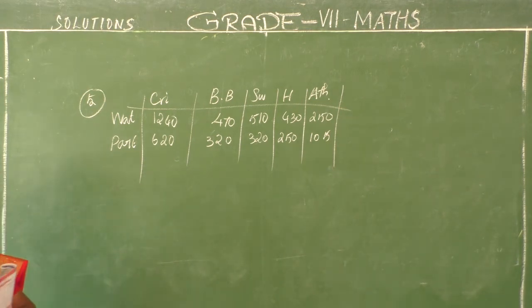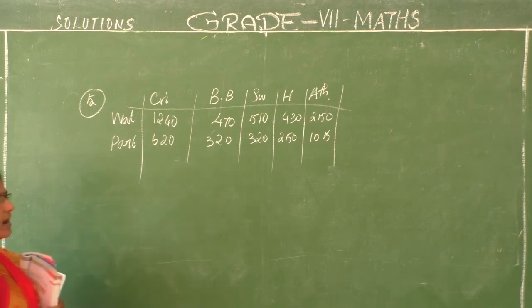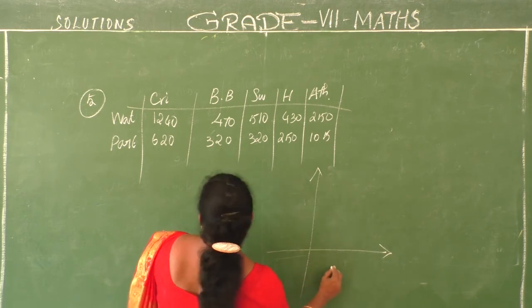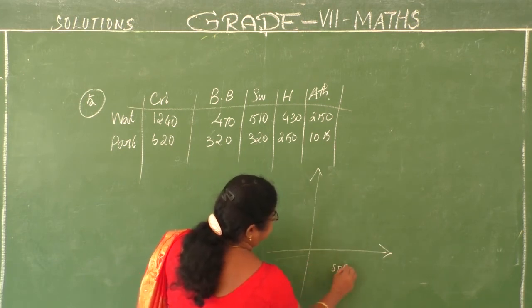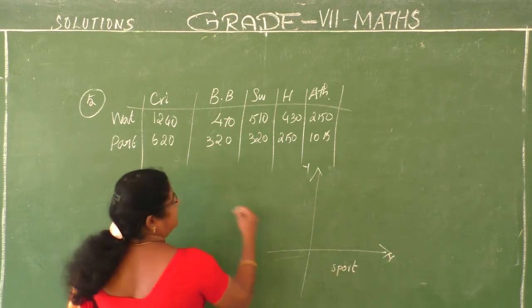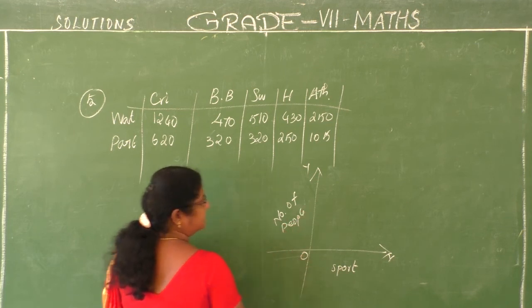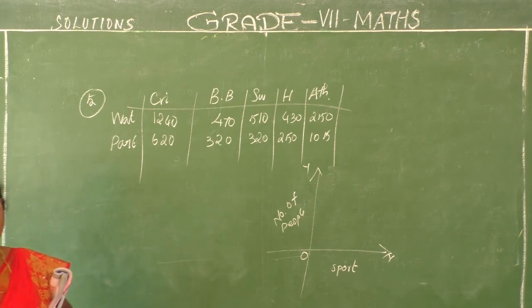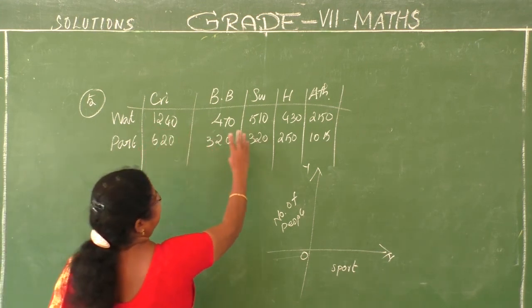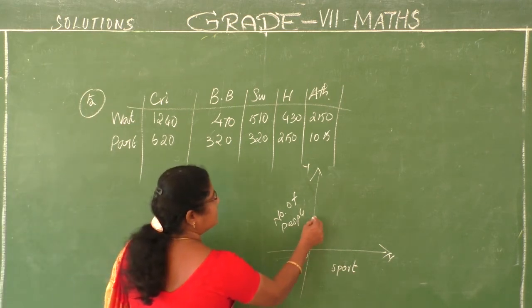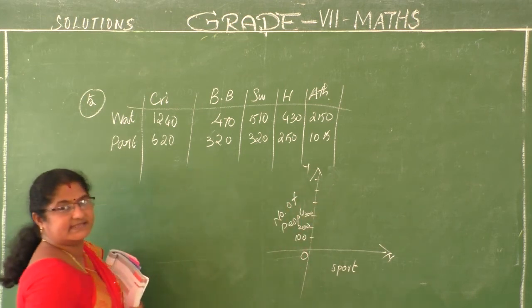The data is given. Using this data, we have to draw a graph. While drawing the graph, x-axis is the sport and y-axis is the number of people. It starts from 0. Now, how do we take the scale? Here, 1000, 200, 400, 700, 500, everything in hundreds. So we can select 1 unit equal to 100: 100, 200, 300, likewise.